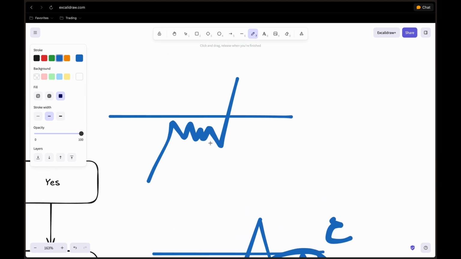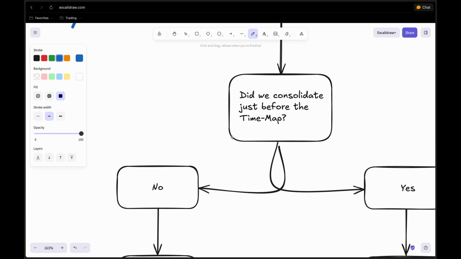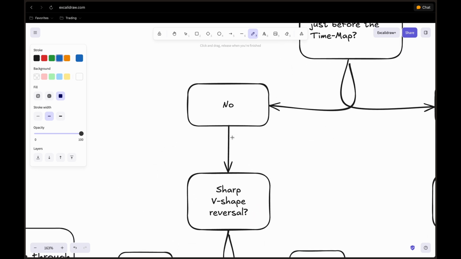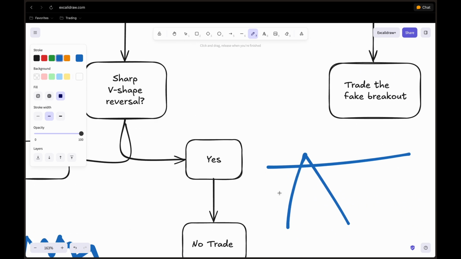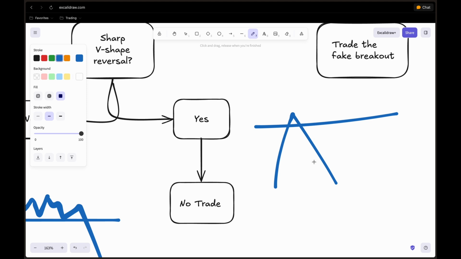Okay, so that is how you trade in case there is a consolidation before price hits the time map. But what happens in case price hits the time map and the price just goes like this? In that case, the level has been invalidated. The time map is of no use to us in this case and we miss the trade. So what happens if we do not consolidate before the time map? Then you ask yourself whether there is a sharp V-shape reversal. In case something like this happens, no consolidation just before the level, price is coming from far away, shoots up to our time map and just drops. In this case, we don't get a trade, because our strategy requires us to have a rounded reversal.